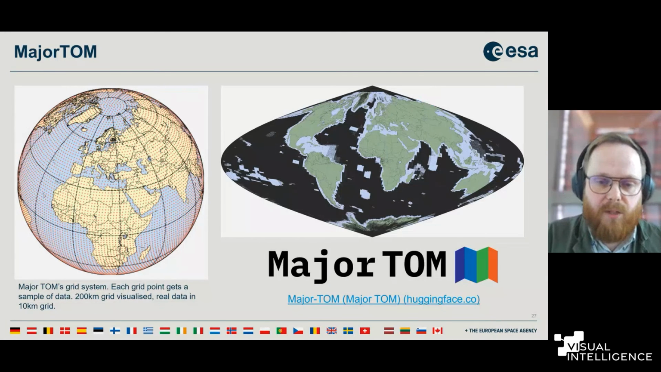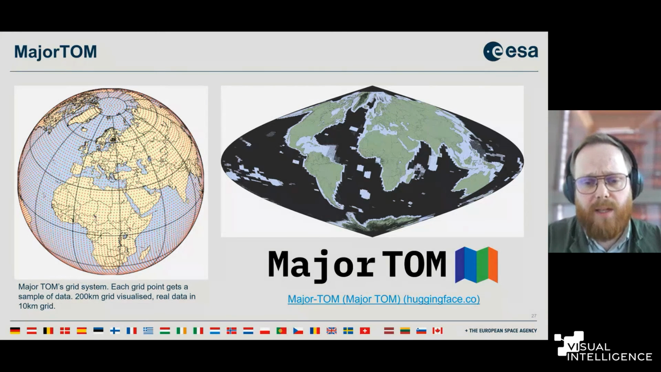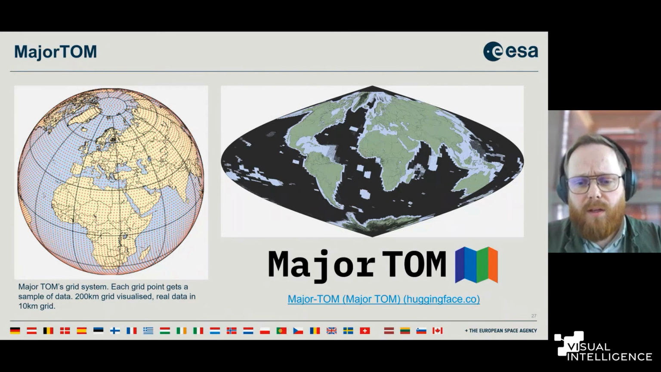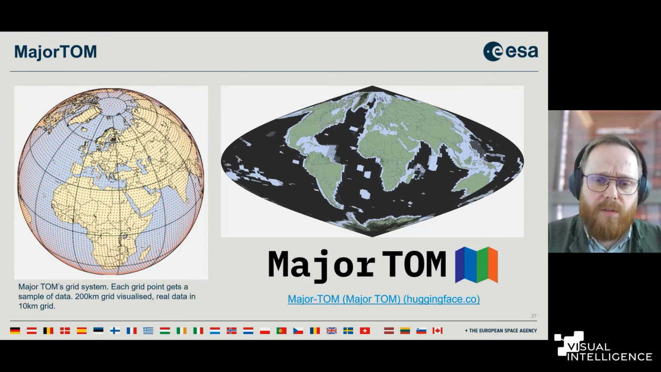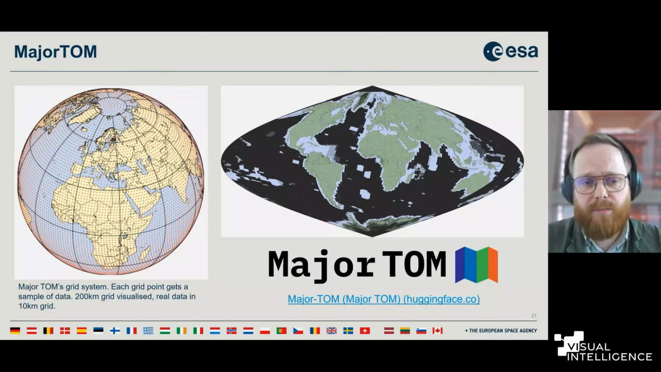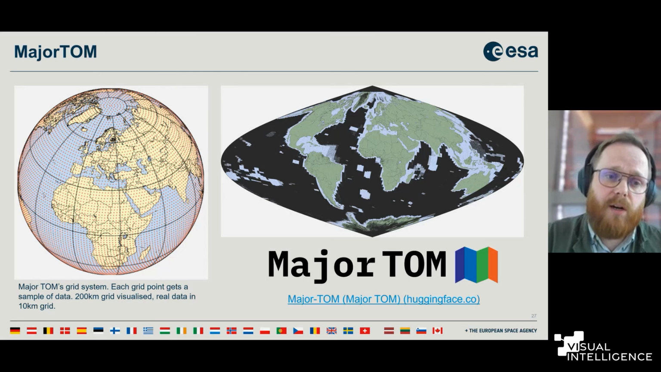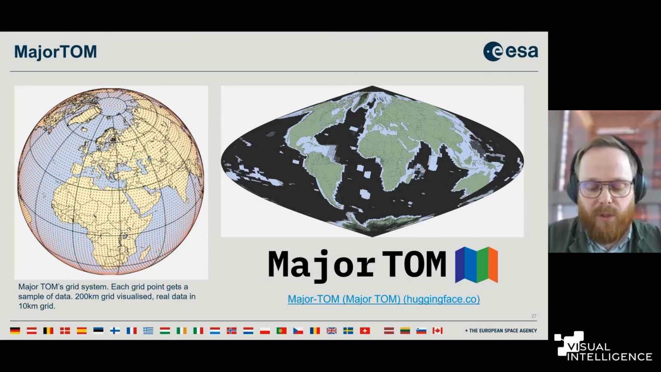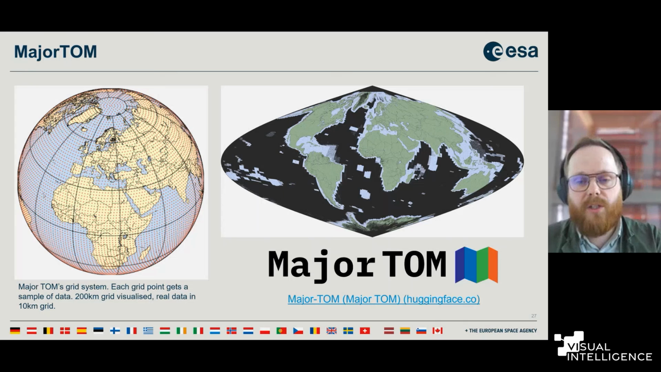I just wanted to mention Major Tom as well. Some of you might have heard of Major Tom. It's a big data set that we recently released from the Phi-Lab by my colleagues Alistair and Miko. It's these 47 terabytes of Sentinel-2 data, and I believe approximately a similar amount of Sentinel-1 data, that covers the whole globe, basically. This is what we are using to do the geographically aware pre-training to create the foundation models for this next phase I'm going to present.